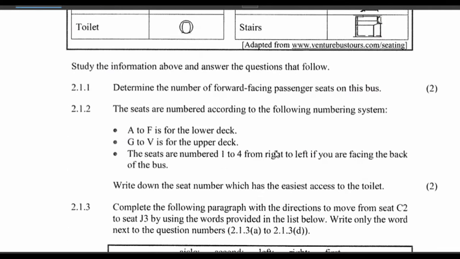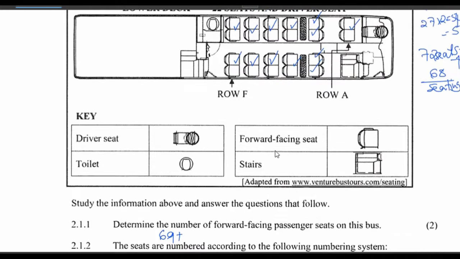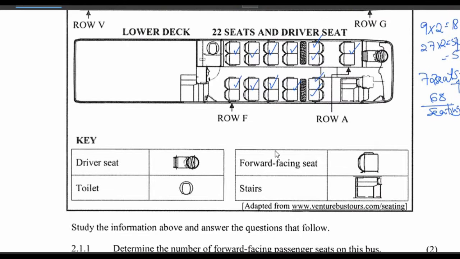Determine the number of forward seating. We've just done that. We found out the answer is 68 or 69, one of the two, depending on the counting. Now the seats are set like that. They ask you to write down the number of the seat that is easiest. Now, is this the access to the toilet? I believe it's this person here.